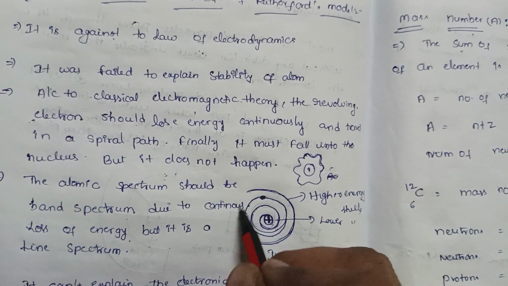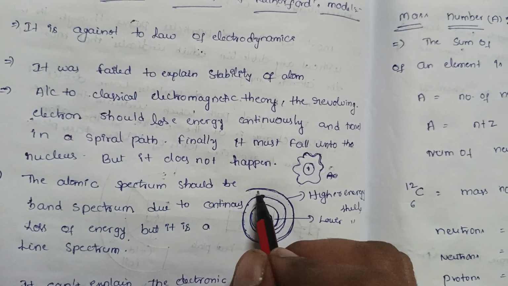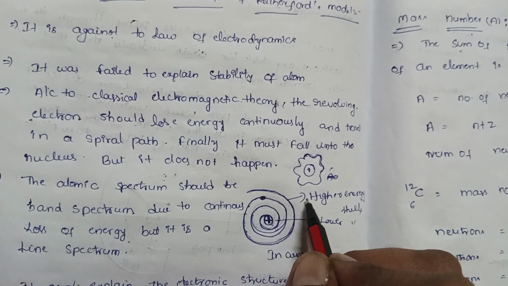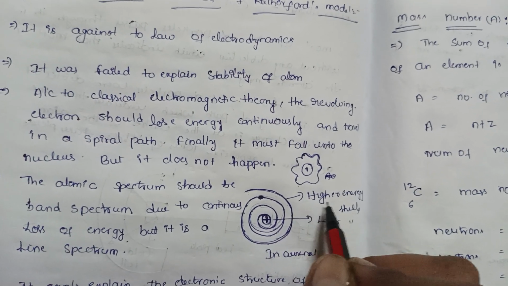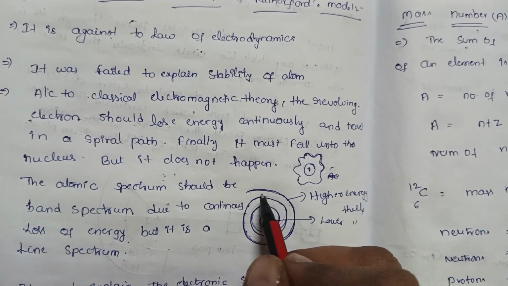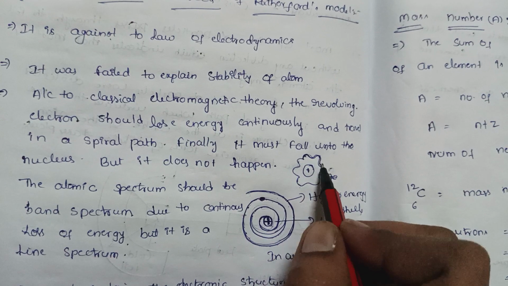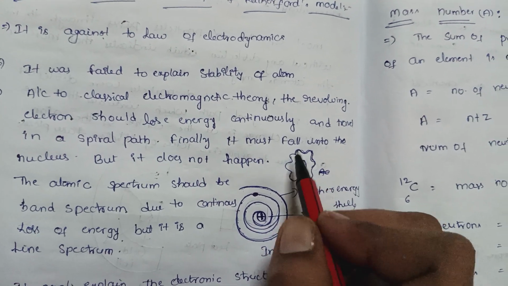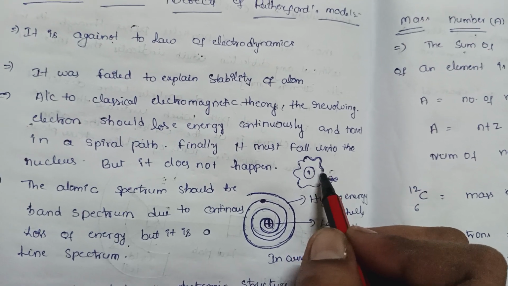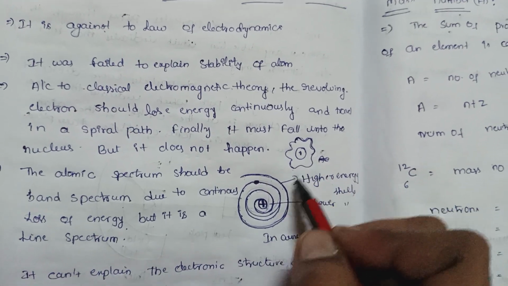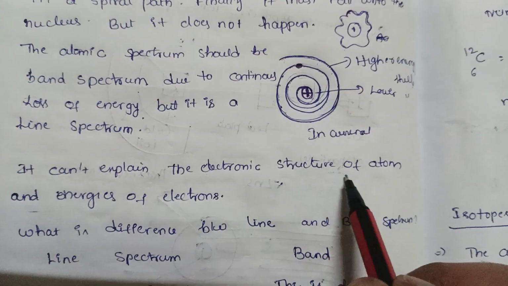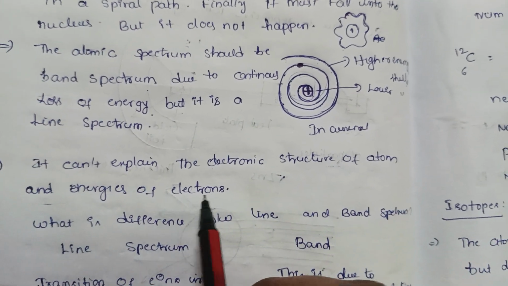Whenever an electron revolves around the nucleus, it must lose energy continuously, so it should give a band spectrum. But what is observed is a line spectrum, because the electron behaves like a wave. It is not losing stability, so it gives a line spectrum. The model can't explain the electronic structure of the atom and the energies of electrons.